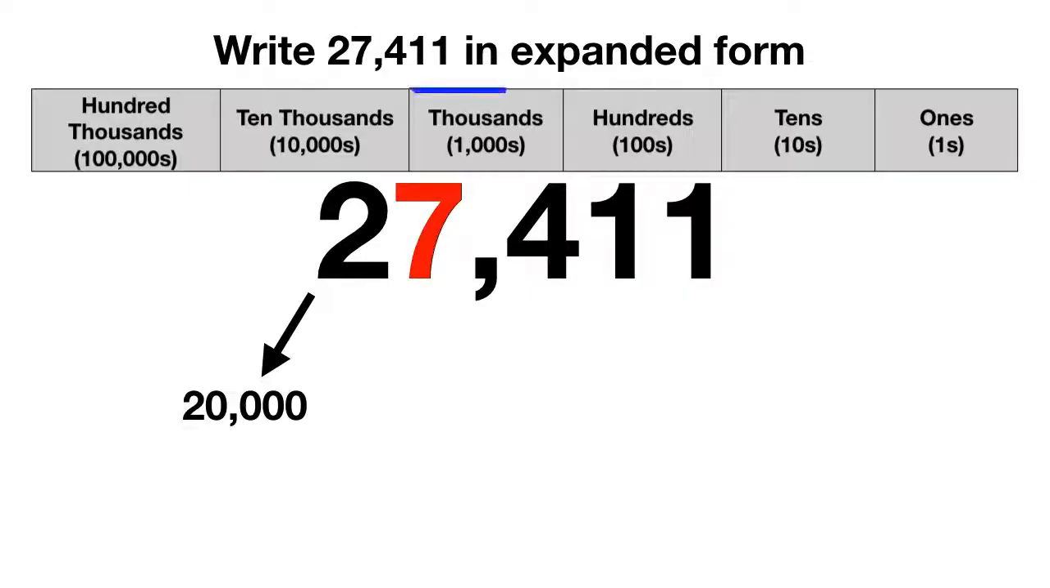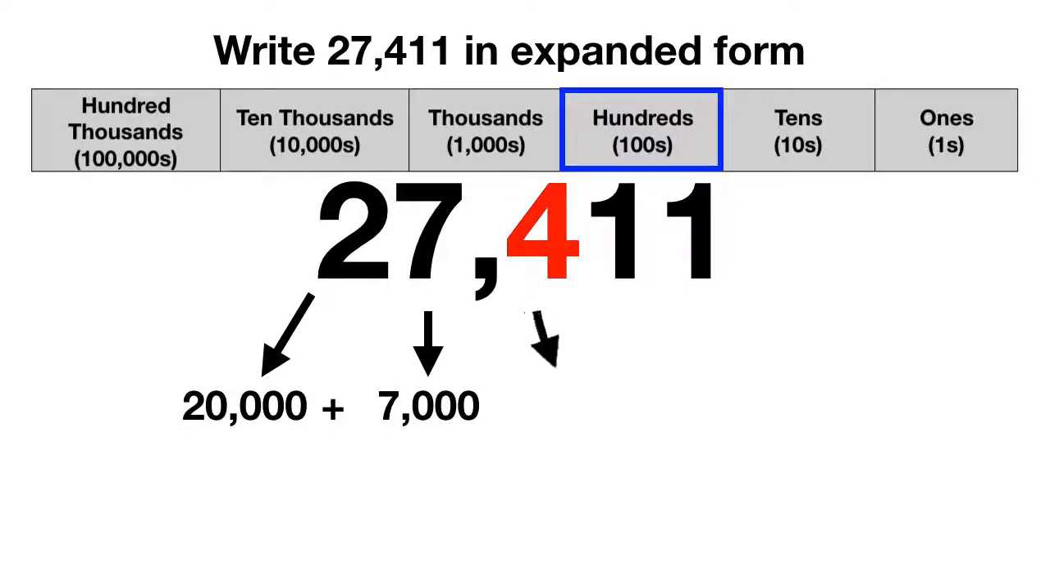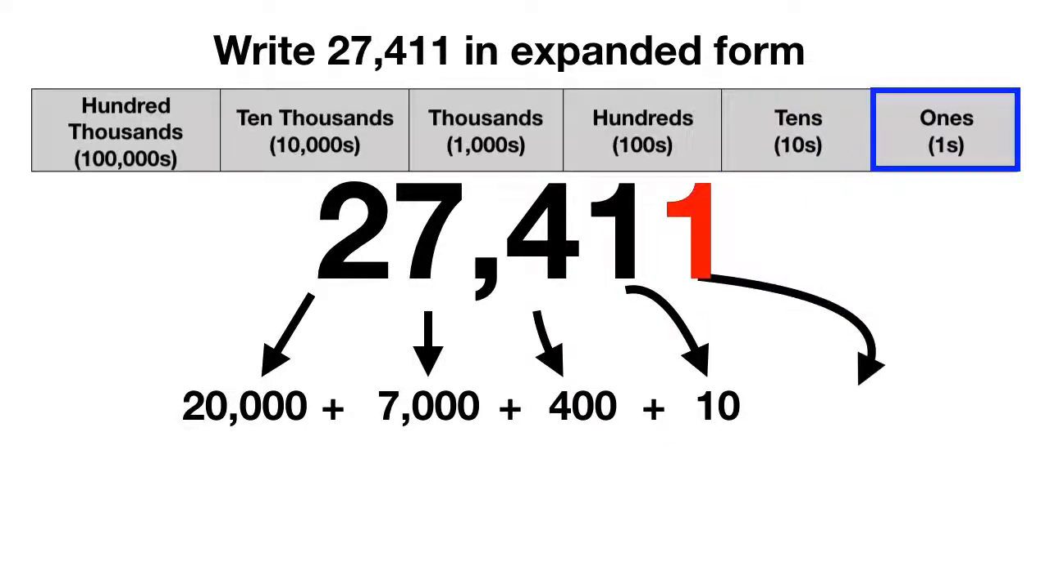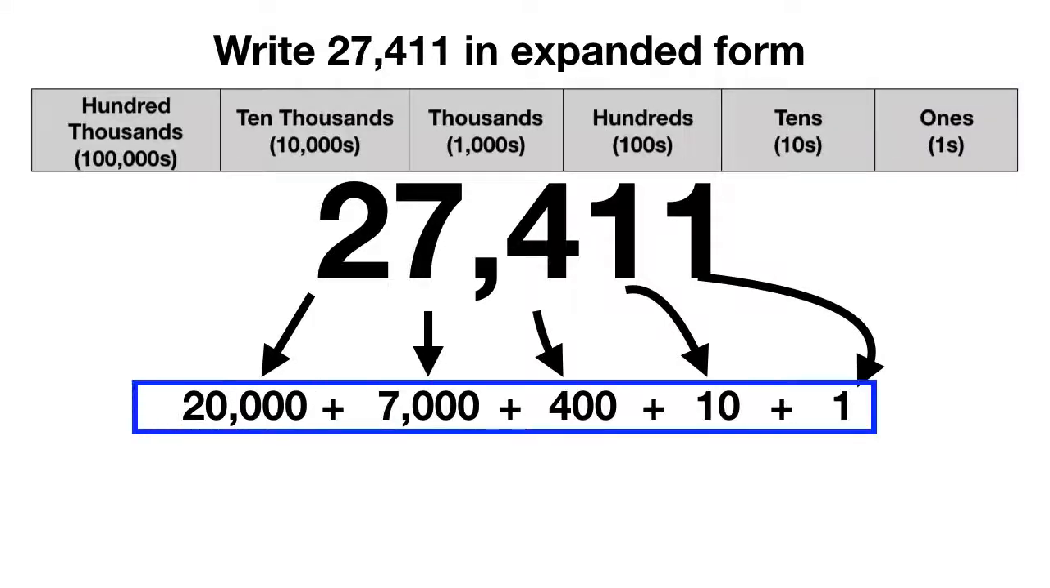The 7 is in the thousands, so its value is 7,000. The 400s is equal to 400. The 110 has a value of 10. And finally, 1 is just equal to 1. This is how you can write the number in expanded form. Now expand it even further. How could I write this number?